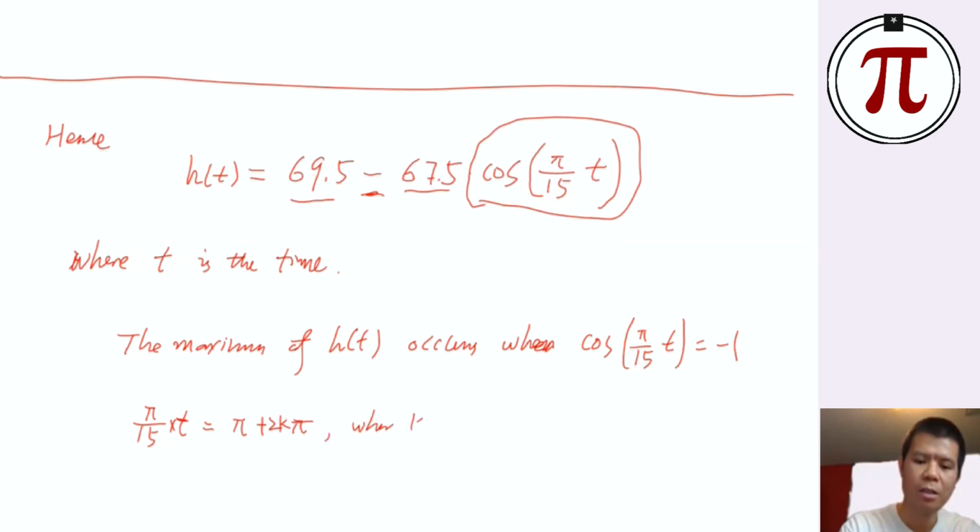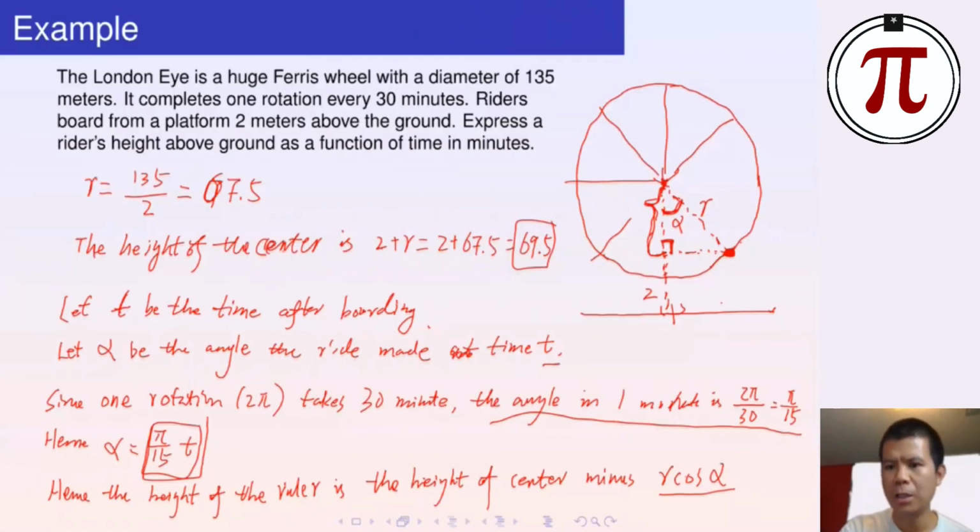K is 0, 1, 2, and so on. Now, does that make sense or not? Okay. It should be like this, right? Because if you are hanging on there forever, so this will be what? It will reach the top in 15 minutes. Yes? Half, because in 30 minutes, it is a full rotation, right?